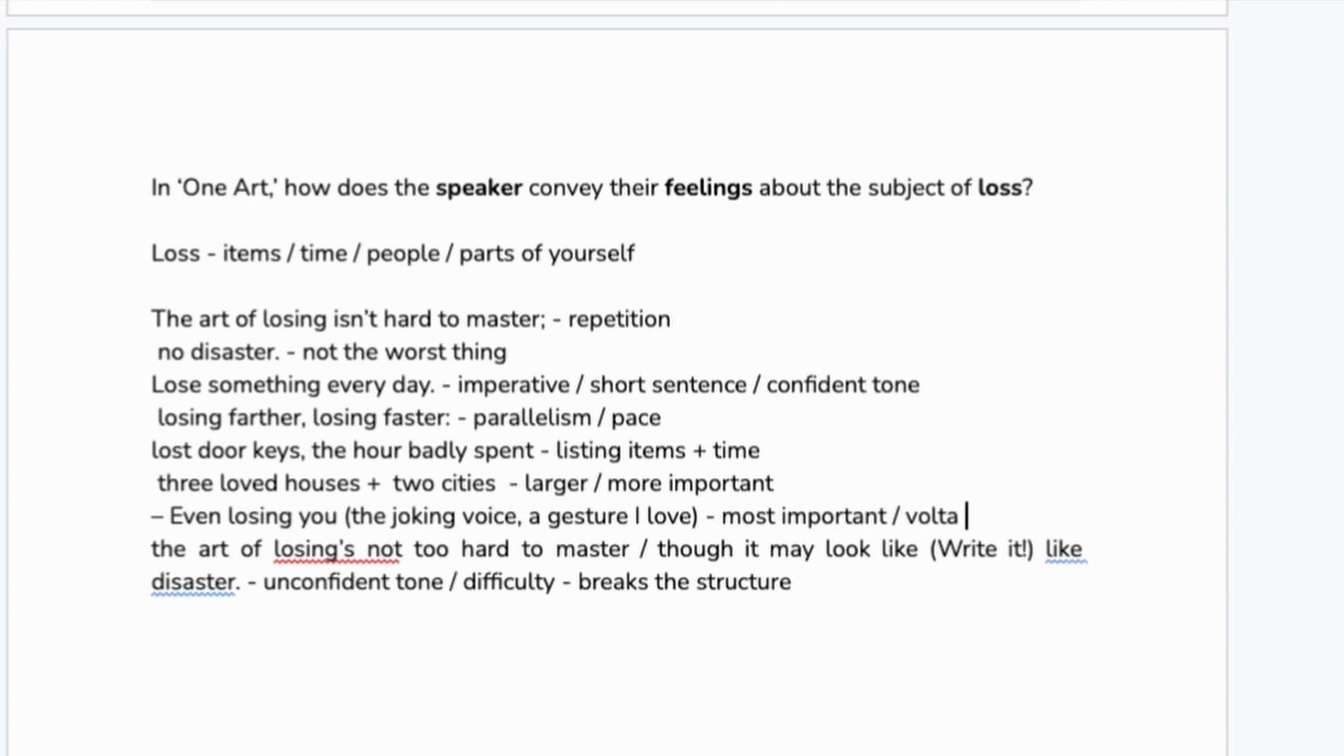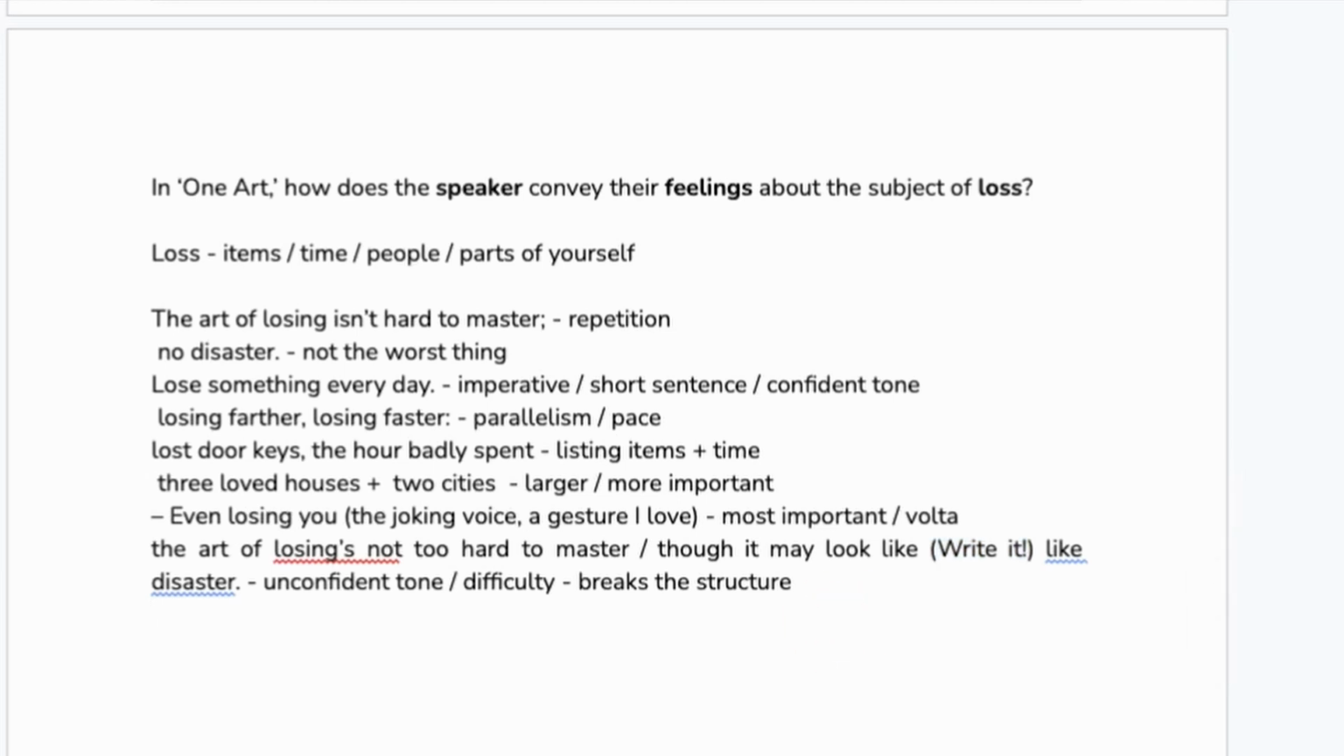And at that point, the structure breaks down. So instead of this kind of very strict repetition you can feel through the lines of the poem, we suddenly get "the art of losing's not too hard to master." Instead of "is not hard to master," it's "not too hard." And though it may look like, "write it like disaster," almost as if she can't quite bear to write that word disaster when she tries to think about the person that she's lost.